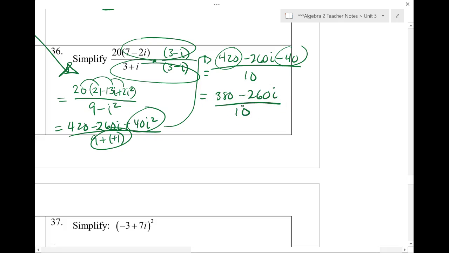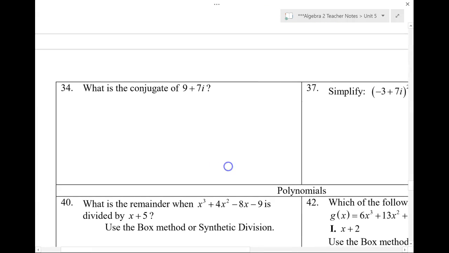Now remember with a complex number, we have to split it up, because we have to have 2 parts. So now let's split that: 380 over 10 minus 260 over 10. And divide both of those by 10. That simplifies out to 38 here and 26 here, i. And there's our answer, by the way. Alright? Okay. Now let's go on down here.